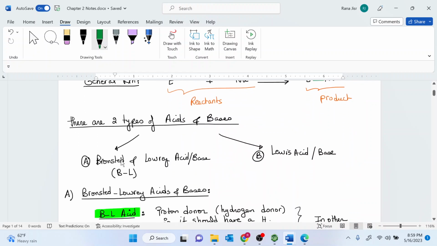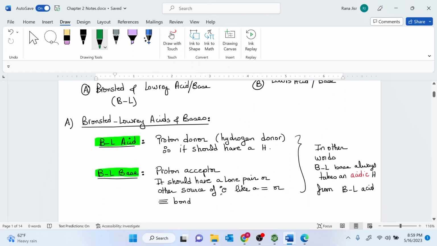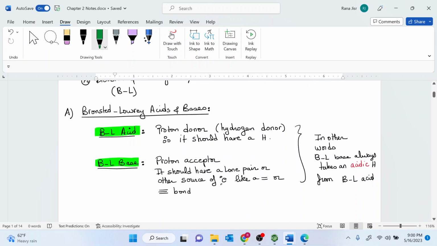The types of acids and bases are Bronsted-Lowry acid and base, and Lewis acid and Lewis base. Let's start with the first one, the Bronsted-Lowry acid. By definition, Bronsted-Lowry acids should have a hydrogen because they donate their hydrogen. They give their hydrogen away to the base. So this is why we call them hydrogen donors. And the Bronsted-Lowry base should have a lone pair or any source of electron, like a double bond or a triple bond.